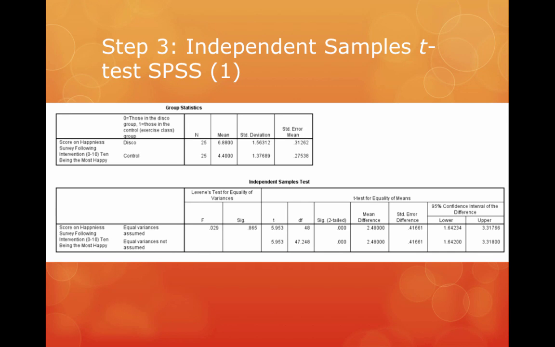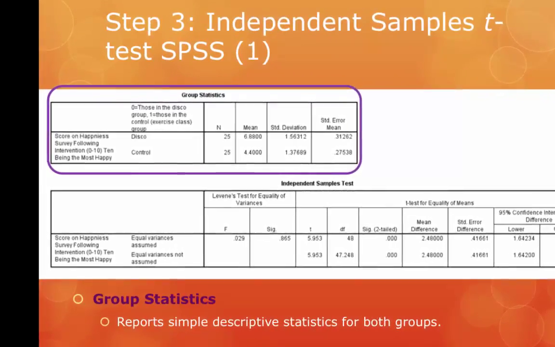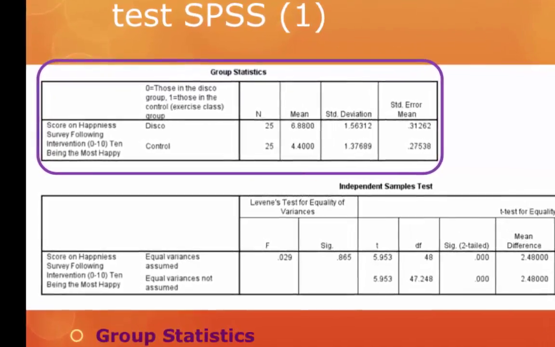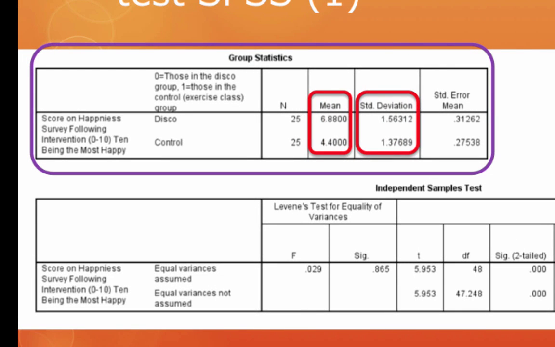So here's some output for the independent samples t-tests. Our first one is looking at our group statistics. This is simply descriptive statistics for both groups. And so we have our mean and standard deviation for our dependent variable, which is the score on a happiness survey following the intervention, where 10 is the most happy. And we see that it's split up between our two groups, those in the disco group and those in the control group, which is the exercise class.